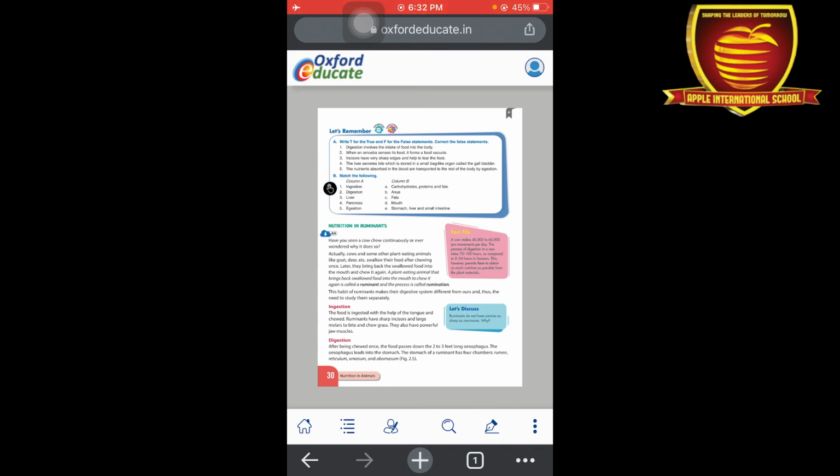Okay, so here you can see, have you seen a cow chew continuously or ever wondered why it does so?